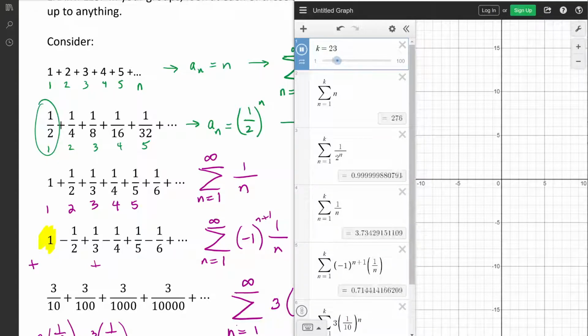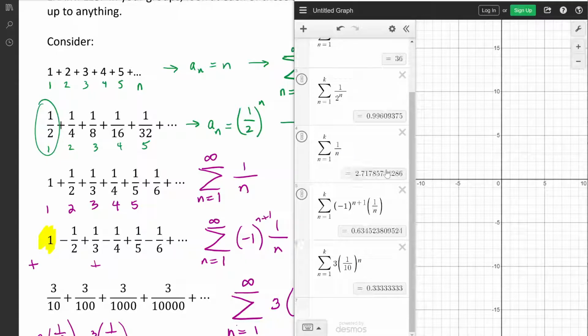But sometimes, like we have this geometric series, which is 1/2 to the n power, or 1/2 to the n, depending how you write it. They're both the same thing. They converge. So this is converging to 1. Okay?